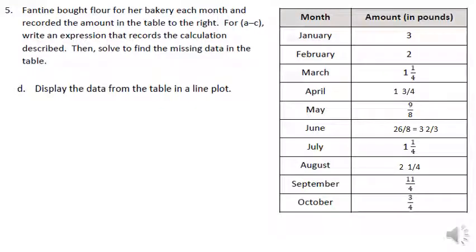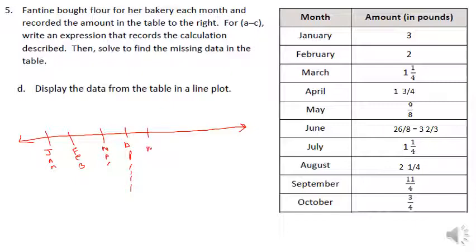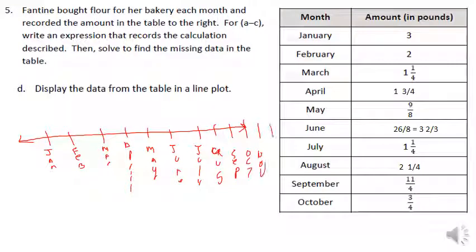Display the data from the table in a line plot. Okay. So when you're doing a line plot, you have to determine, first off, what you are plotting. Now, here are the months. So I'd be going January, February, March, April, May, June, July, August, September, October, November, and December.